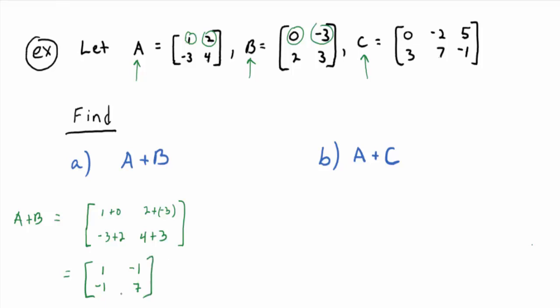So you define it. Mathematicians aren't that crazy; they define it just the way you would expect. What if I asked you to find A plus C? A is this matrix, C is this matrix. What would you tell me? You'd tell me to get lost. They're not the same order, so how do you add corresponding entries?